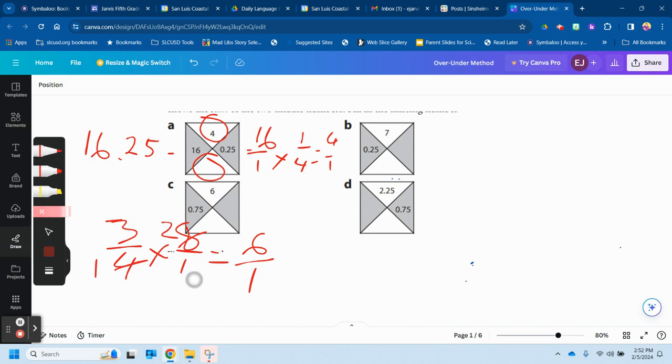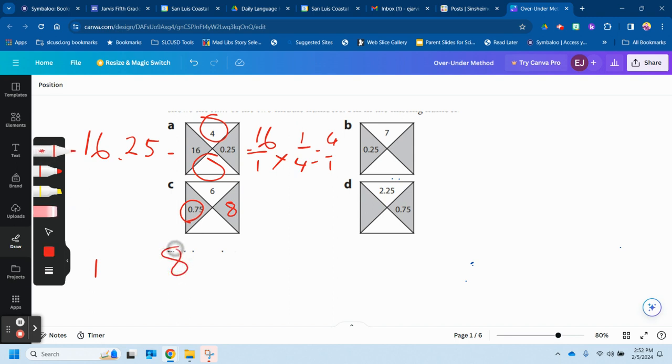So this is my answer here, this 8 ones. This here, 75 hundredths, 3/4 is the same as 75 hundredths, times 8 is going to now give me 6. Okay, and then the easy part is the adding: 8 plus 75 hundredths is 8 and 75 hundredths. Just make sure I have a decimal point here.